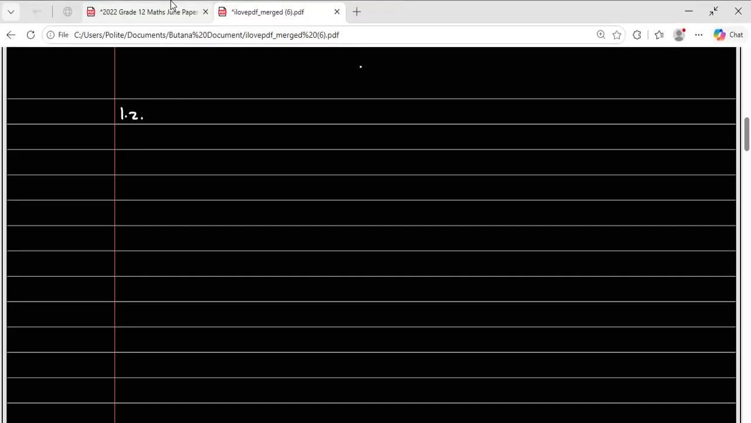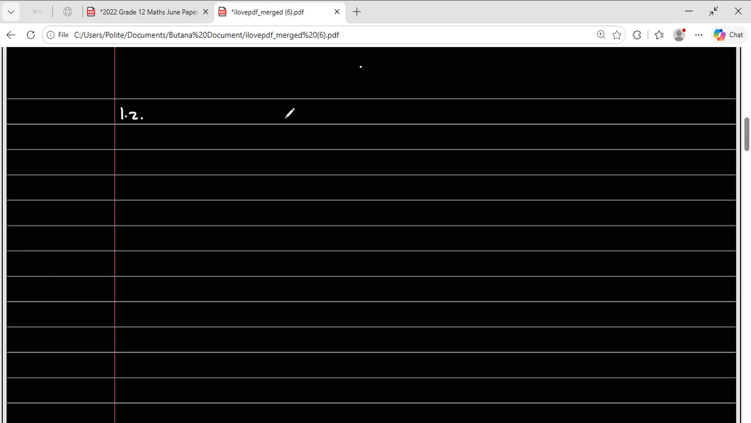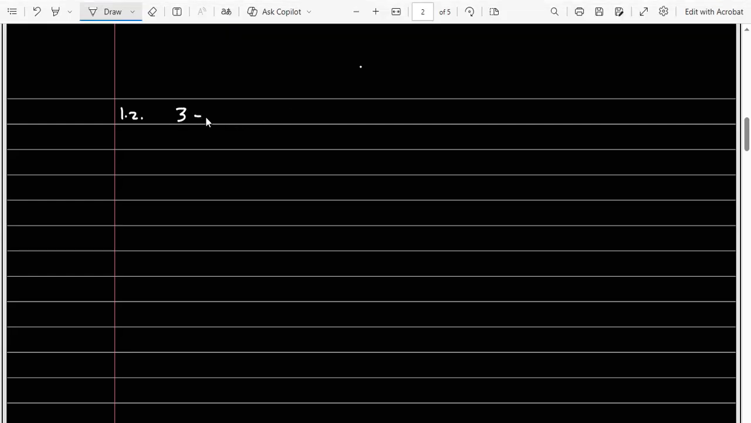Let me quickly go back. It's 3 minus y plus 2x, this is equal to 0. And then the other equation is 6x plus 4y squared, this is equal to 3 plus 5xy. Okay, let me not name this as equation 1.